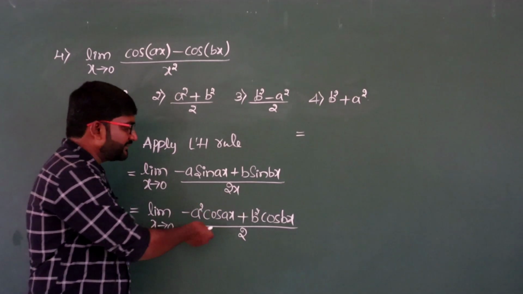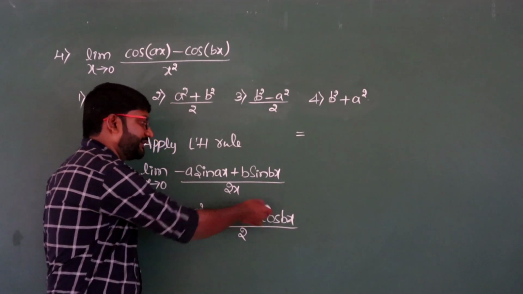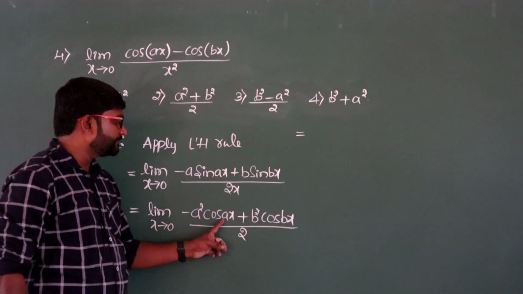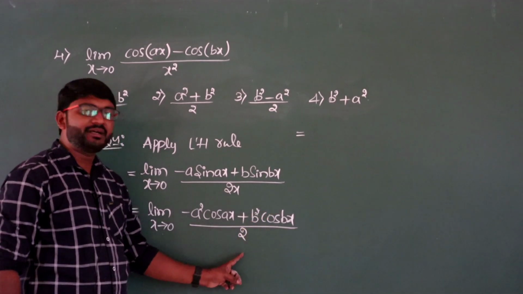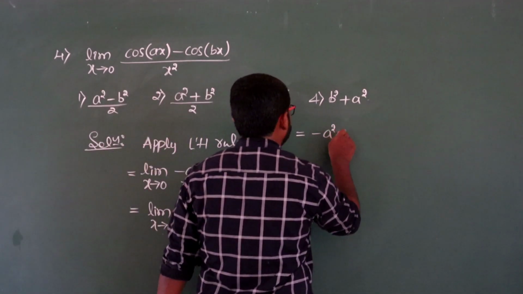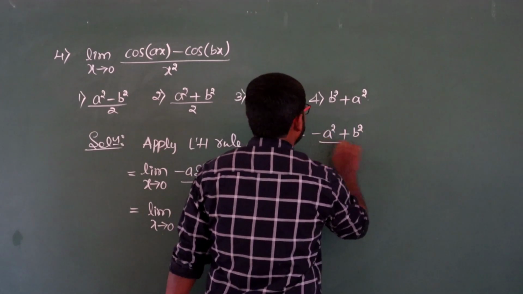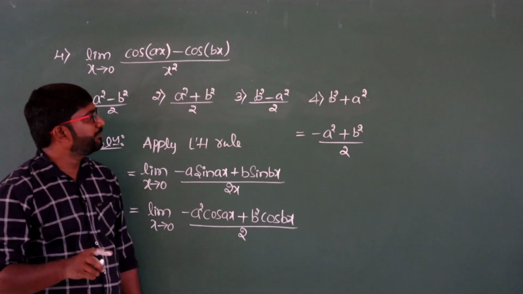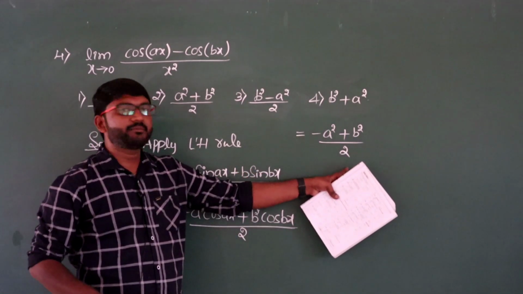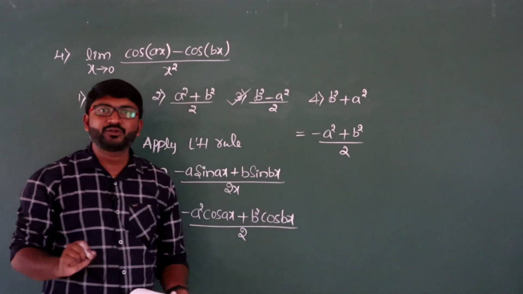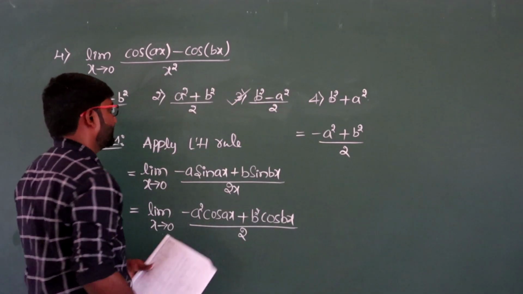X tends to 0 means cos 0, both the sides we get, in the numerator we get cos 0. So minus a square into 1 plus b square into 1 divided by 2. So after applying the limit, what do we have? Minus a square plus b square divided by 2. Minus a square plus b square is nothing but b square minus a square by 2. That means option 3 is the correct answer. Note down this and then I will take up the next question.